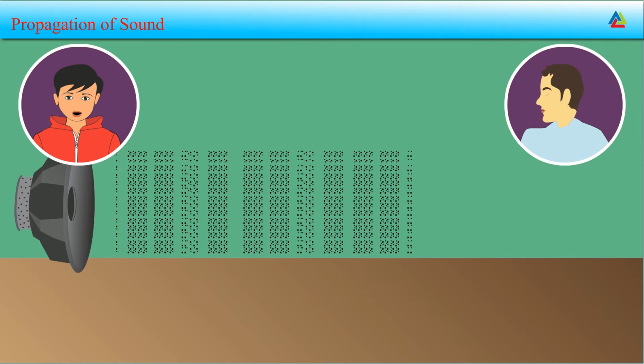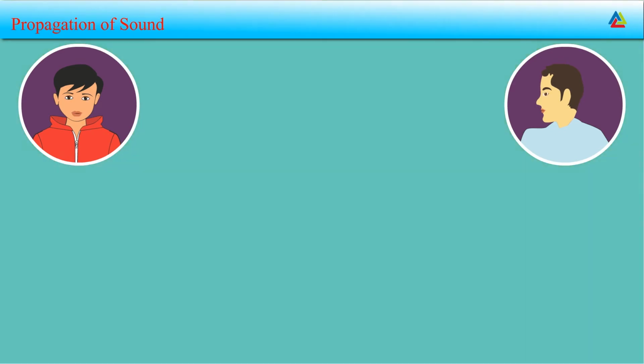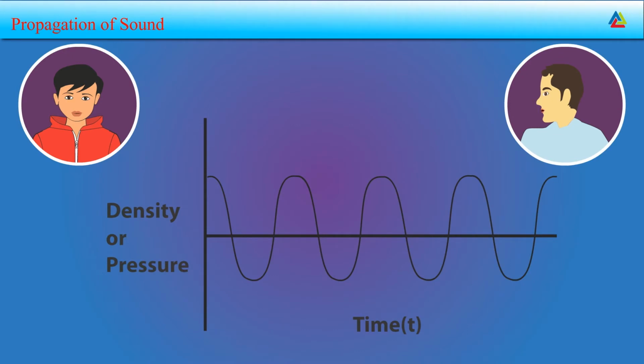That means the disturbance travels through the medium. Particles do not travel. Yes, a wave is a disturbance that moves through a medium when particles of the medium set neighboring particles into motion. Hence, sound can be visualized as a wave called a mechanical wave.